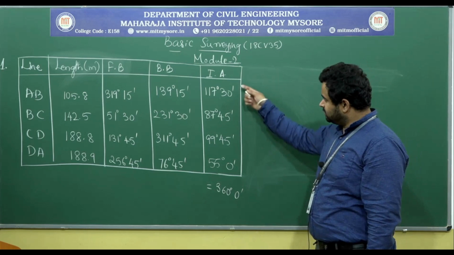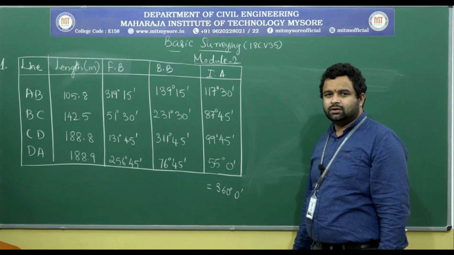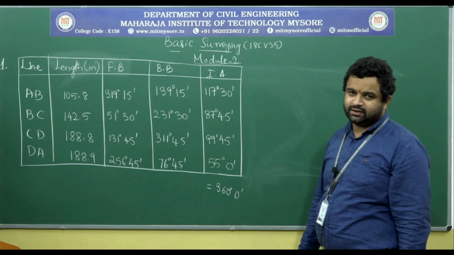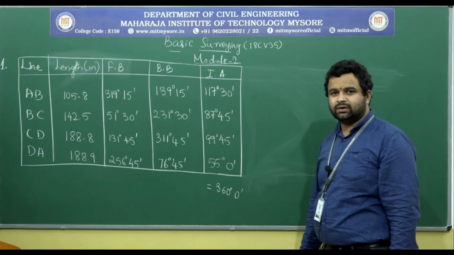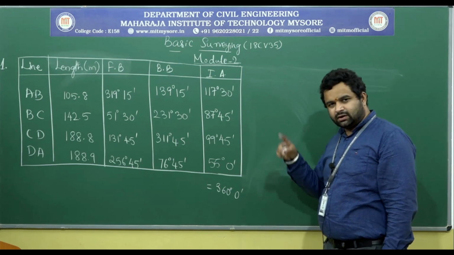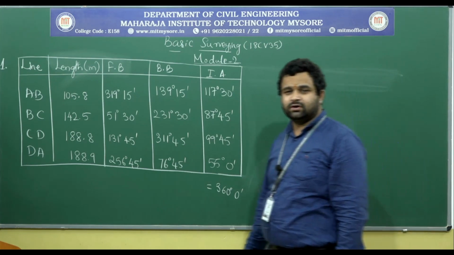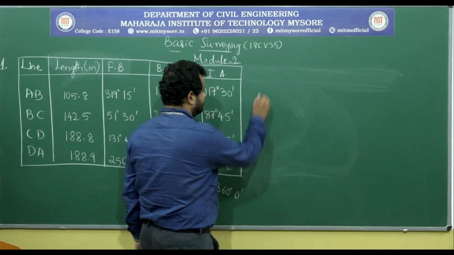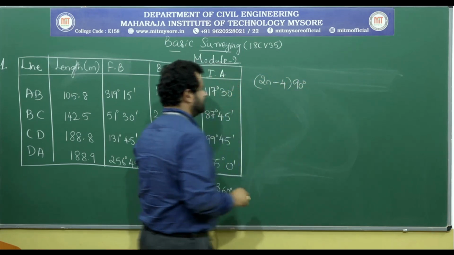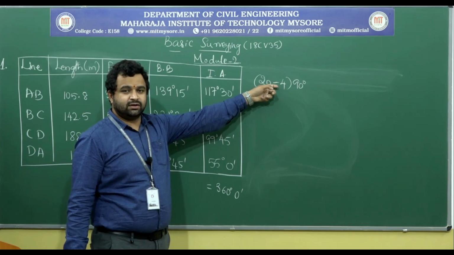Now the total sum of the included angles is equal to 360 degrees, but what about the theoretical sum? How do you check it? You have a formula. For interior included angles we can use (2n minus 4) into 90. For exterior angles we can use (2n plus 4) into 90. Since it is a closed traverse, the angles which he has specified are interior included angles. So the check for interior included angles is (2n minus 4) into 90, where n is nothing but the number of sides.